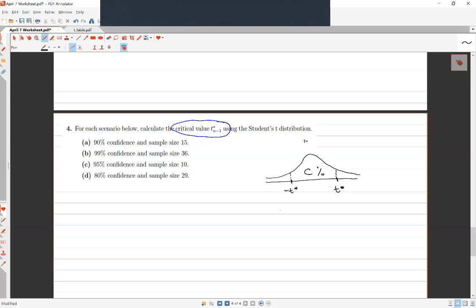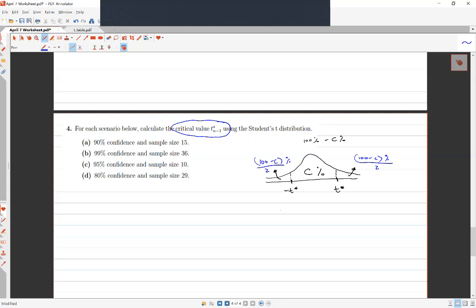So since the total is 100% and there's C% already accounted for, that means in each of the tails, we are going to have 100 minus C% divided by 2. That's important here. The 3 add up to 100%.